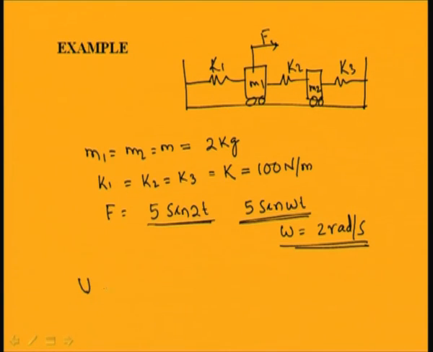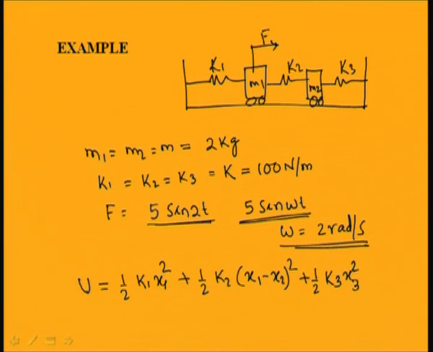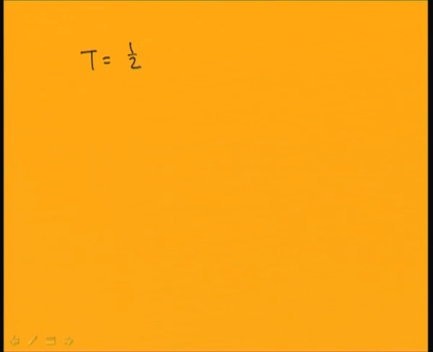So, this potential energy I can write U equal to half K1 x1 square plus half K2 x1 minus x2 square plus half K3 x2 square. Here I am taking no x3. This K3 is subjected to a displacement of x2 only, and this is subjected to a displacement of x1. The kinetic energy is equal to half m1 x1 dot square plus half m2 x2 dot square, and the generalized force vector Qk.